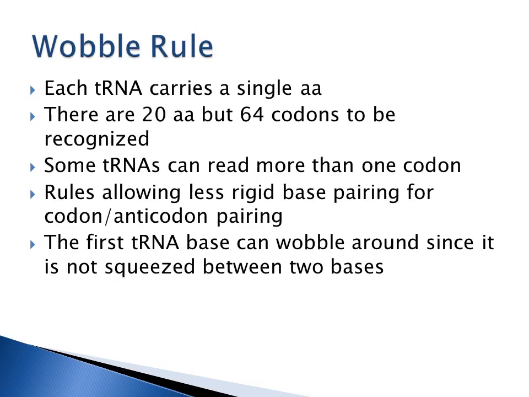There's also the Wobble Rule. Each transfer RNA carries a single amino acid. There are 20 amino acids, but like we said, there are 64 codons to be recognized. So some transfer RNAs can read more than one codon. So the rules allow a less rigid base pairing for that codon-anti-codon pair. So the first transfer RNA base can wobble around a little bit since it's not squeezed in between two bases.